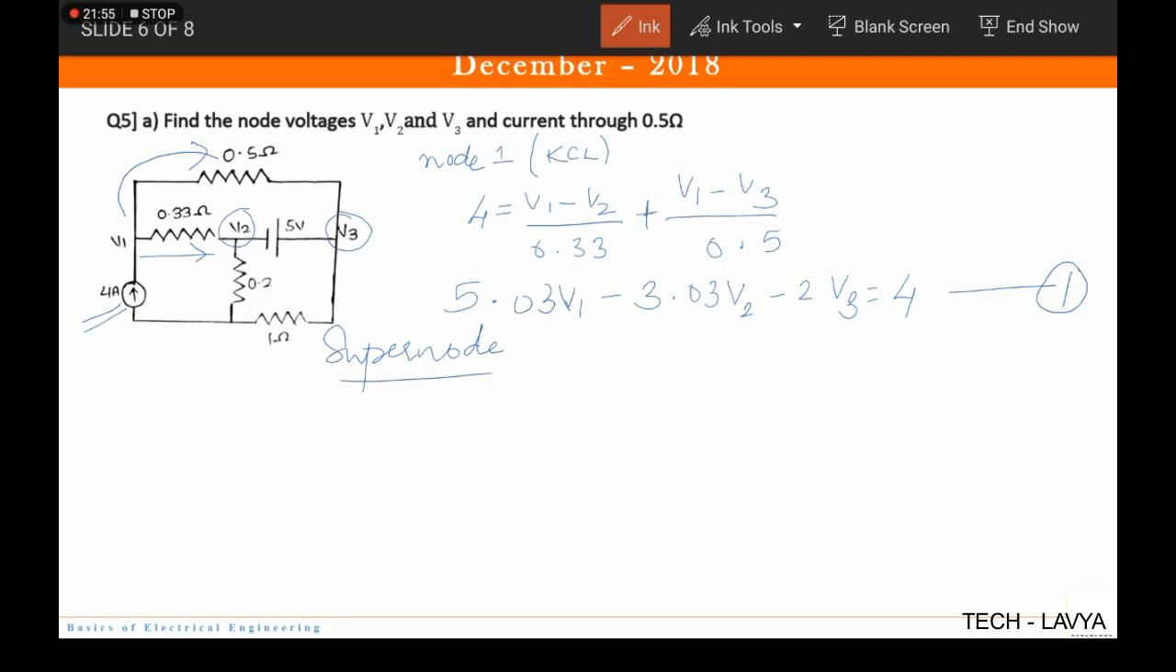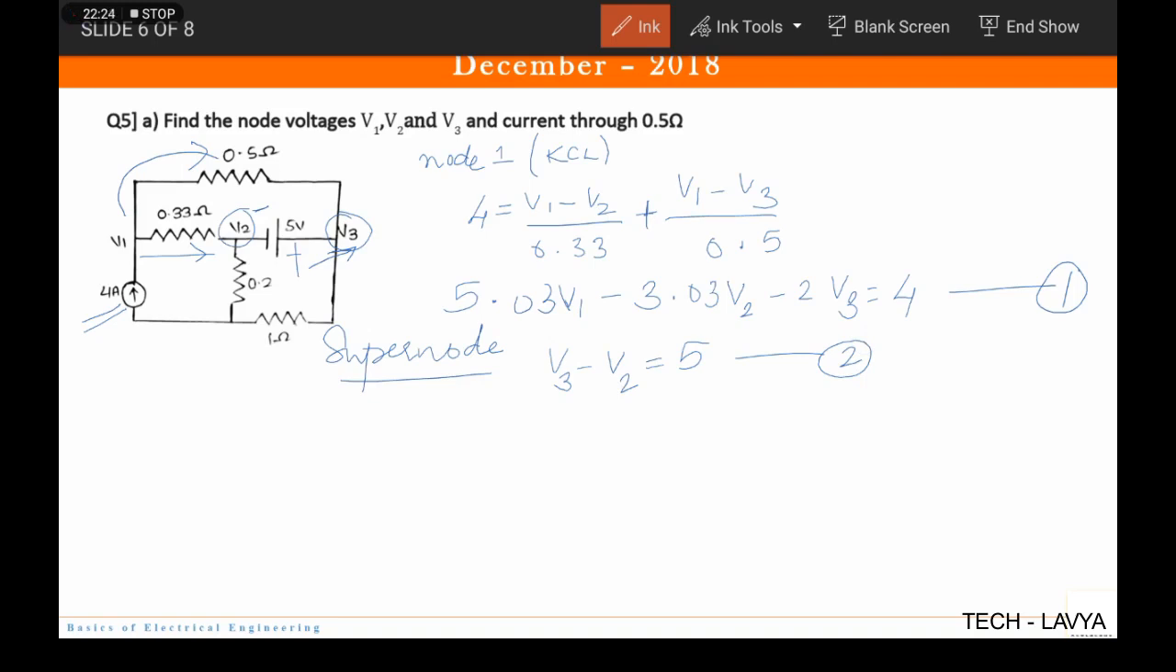So first we will write this equation. Now see, where is my positive terminal connected? This positive terminal is connected to V3, and hence V3 will be positive and V2 will be negative. So what is the equation for super node? It is V3 minus V2 is equal to 5, and it is not V2 minus V3 because V2 is negative and V3 is positive. So now this is equation number 2.